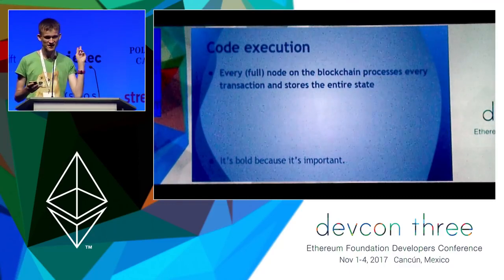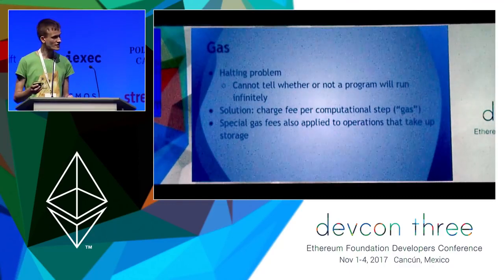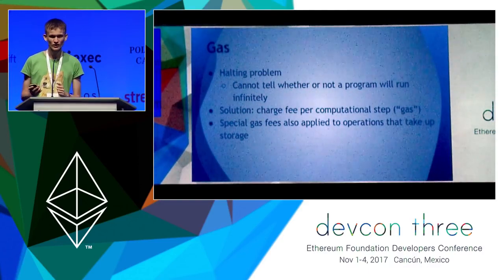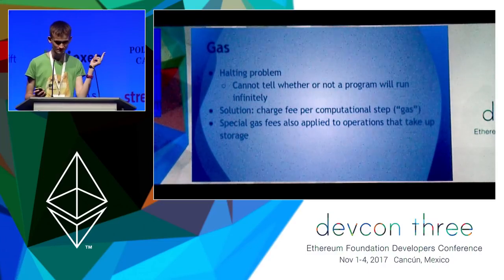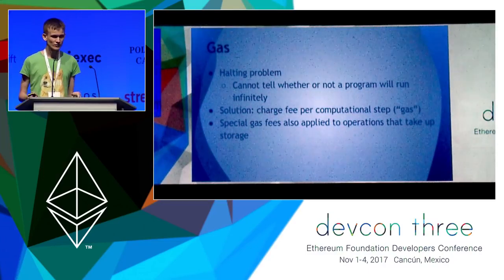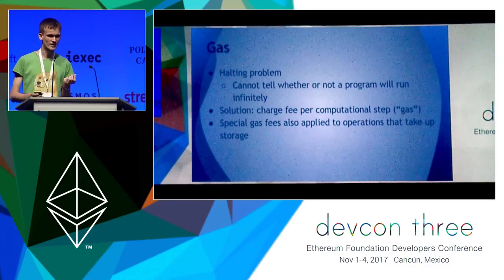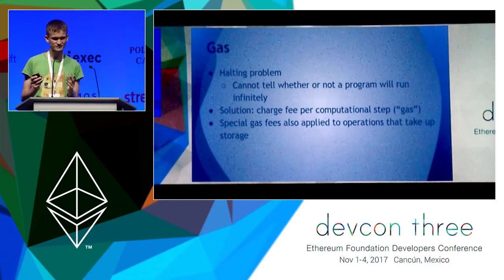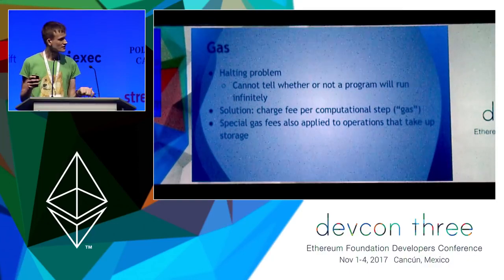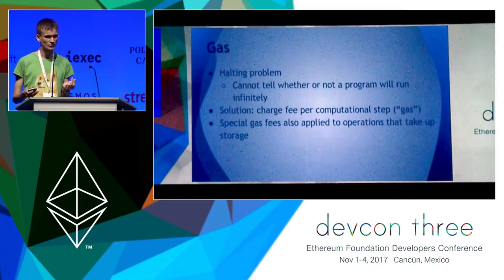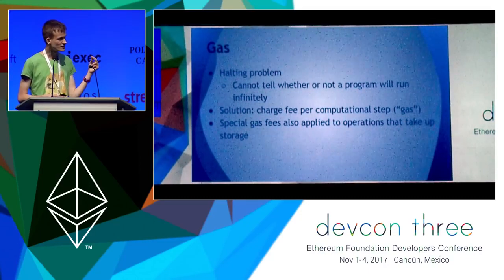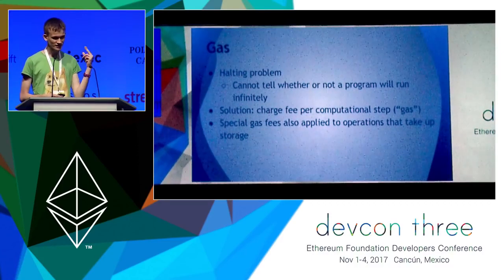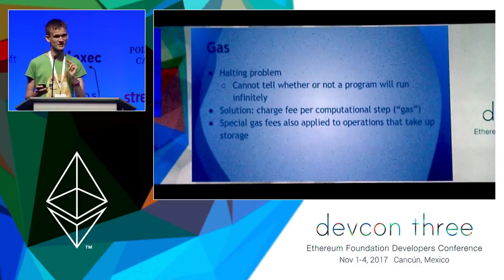So, gas in Ethereum. In general, there's something called the halting problem, which basically says you can't tell in general whether or not a program will just keep running forever. You can make a program where figuring out whether it will stop after a certain number of steps or keep going forever is something that mathematically cannot be proven one way or the other. So the solution that we have is a mechanism where we charge a transaction fee per computational step that a transaction consumes. And the unit in which we measure the computational steps is called gas.